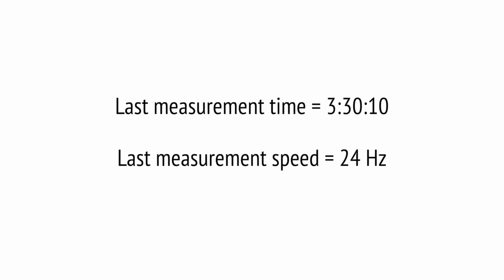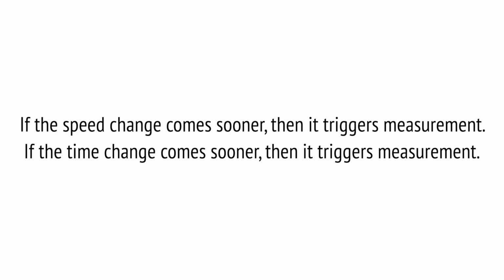Let's suppose that last reading was taken on 3 o'clock, 30 minutes and 10 seconds. And the speed of last reading was 24 Hertz. If the actual speed now is lower than 23.5 Hertz or higher than 24.5 Hz, then a new reading is taken. If the actual time is higher than 3 o'clock 30 minutes and 11 seconds, the new reading is taken. The event which comes sooner then controls the triggering. It means makes the trigger.